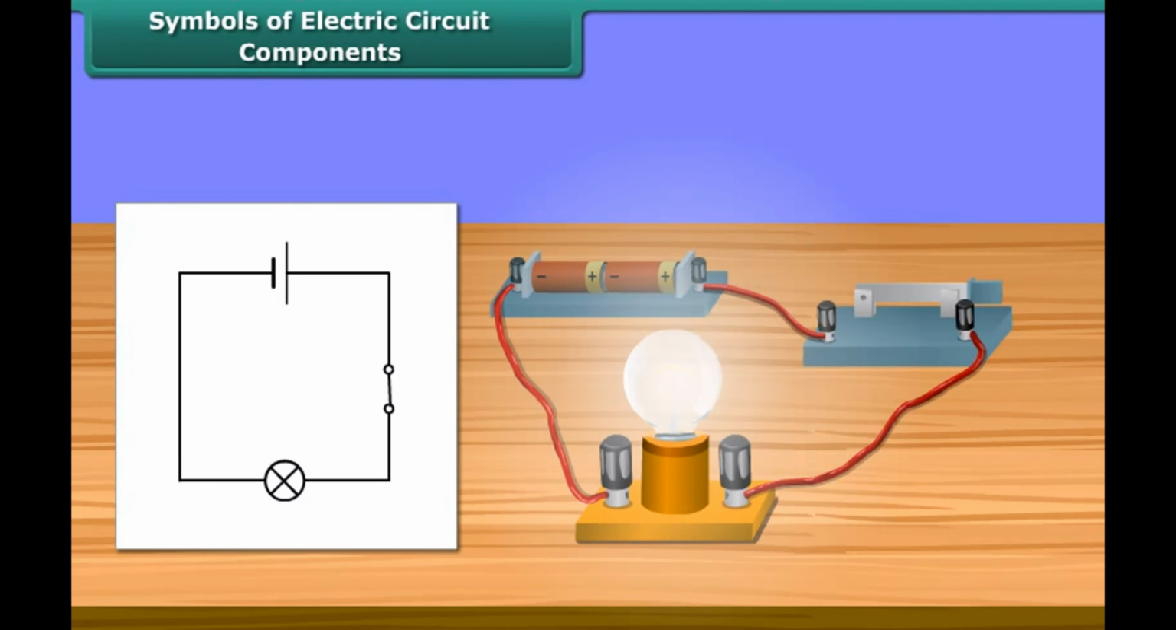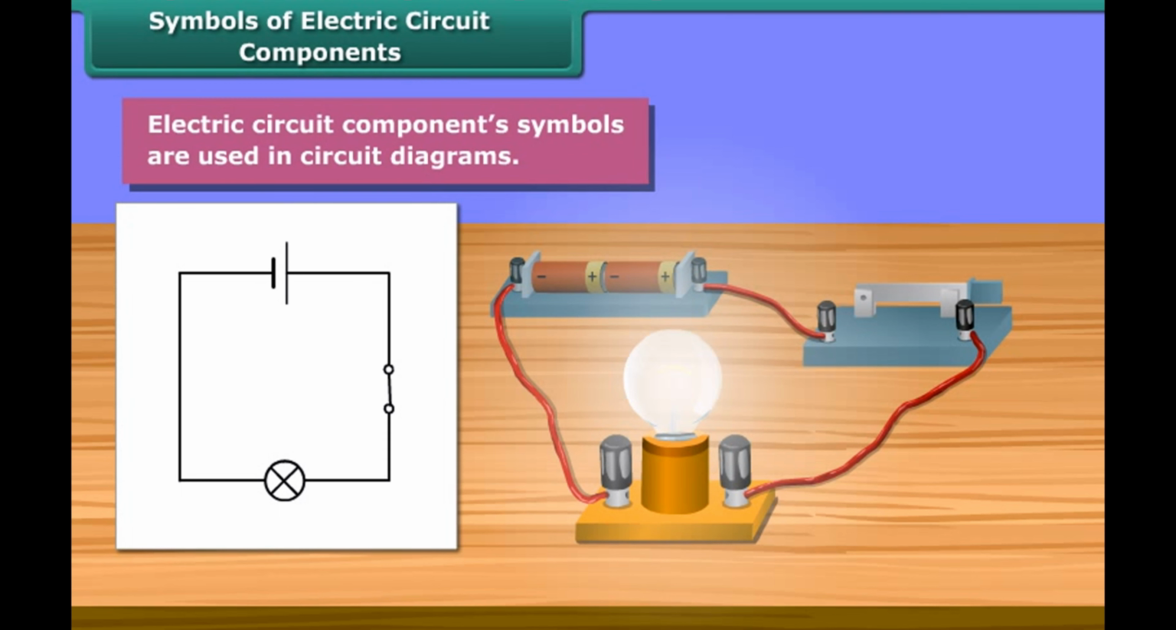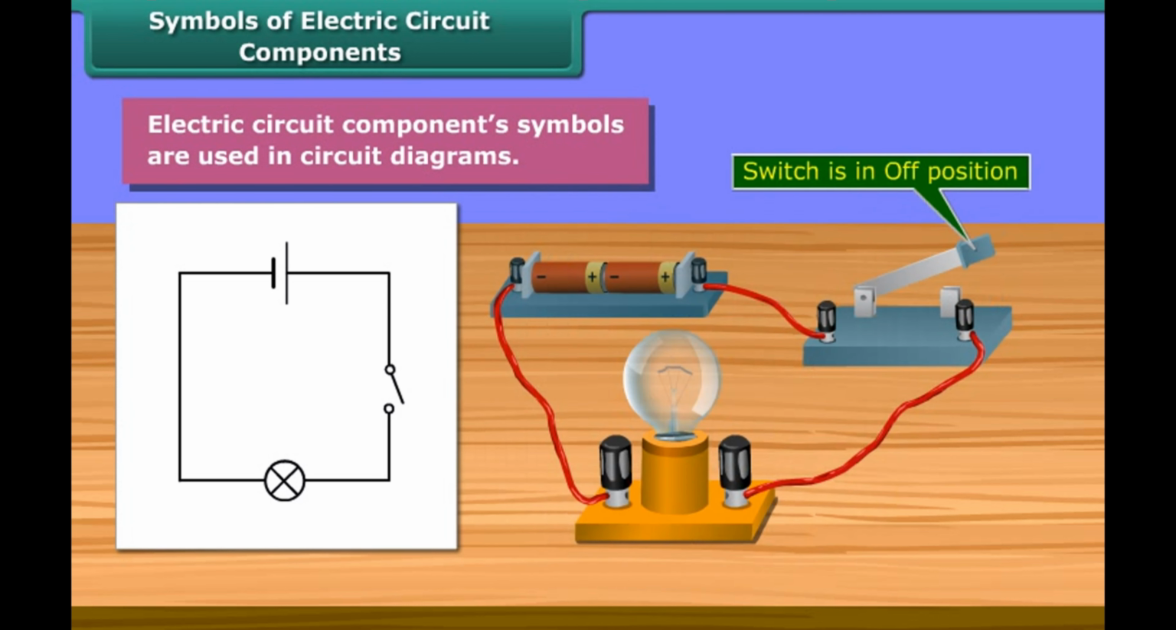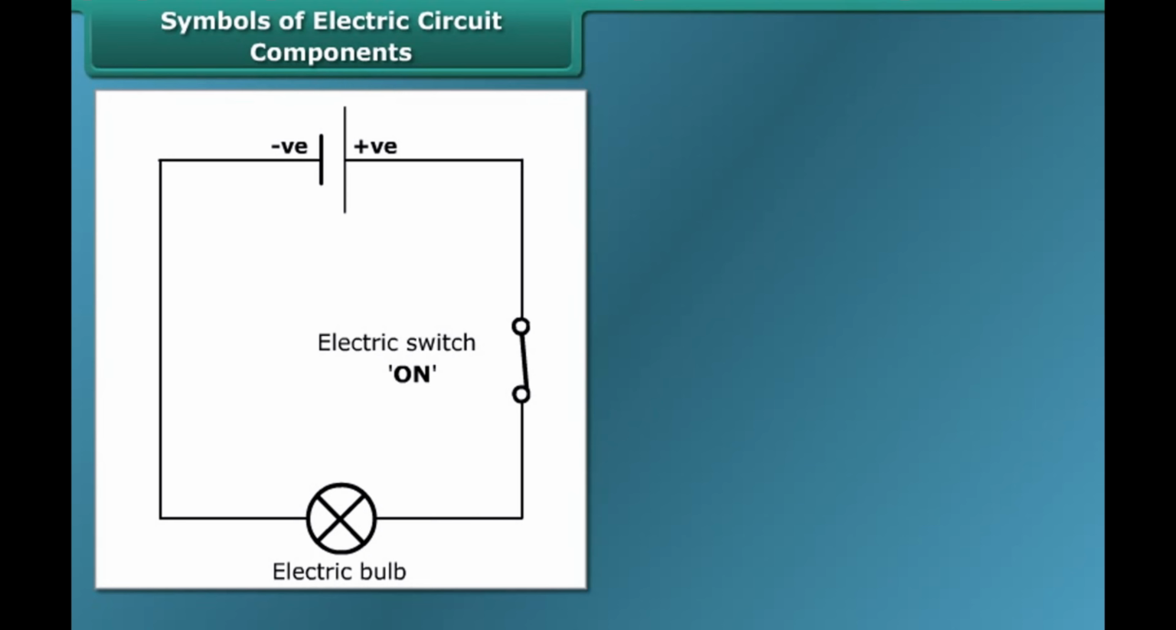Symbols of electric circuit components. Electric circuit components' symbols are used to make circuit diagrams. It is much easier to represent a circuit diagram using symbols. This is the symbol of a switch in on position. This one is in off position. Symbols of electric circuit components.